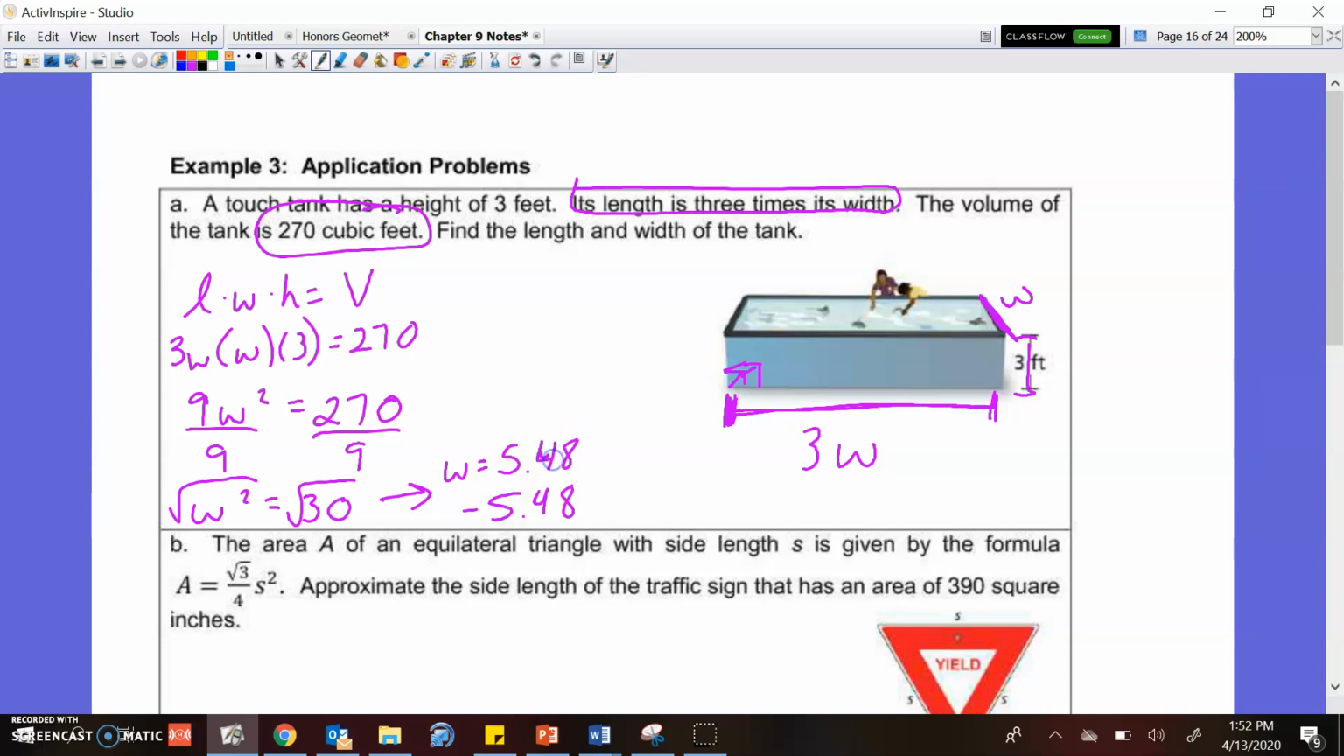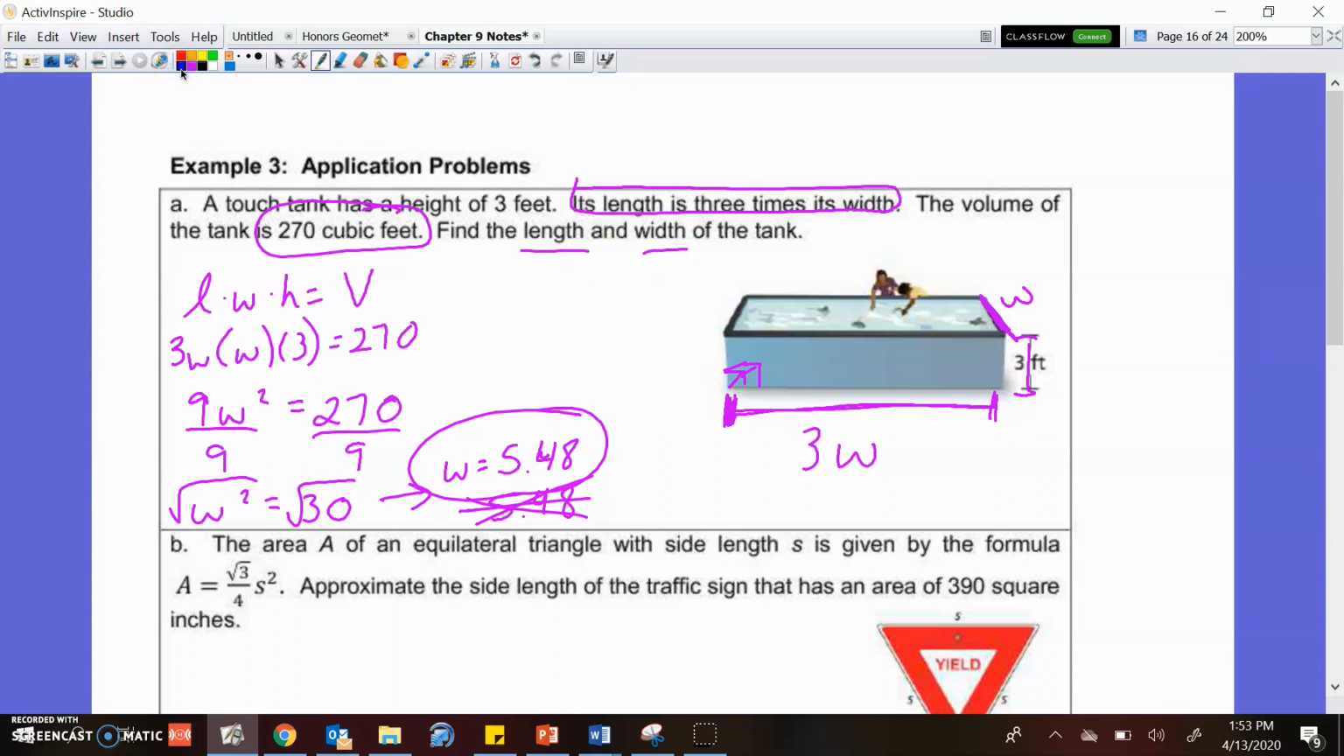Now, in this context, does it make sense to have a negative answer? Can we have a negative length? No. So this one's irrelevant. The only one we're going to go with is that first value. Now, if we just stop there, we haven't fully answered the question. They want us to go ahead and find the length and width of the tank.